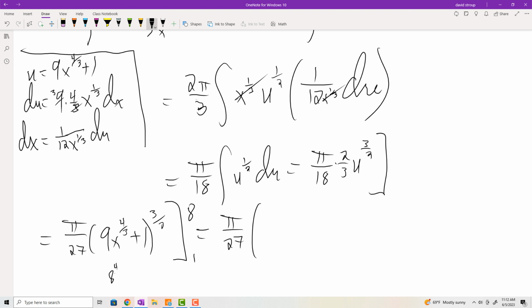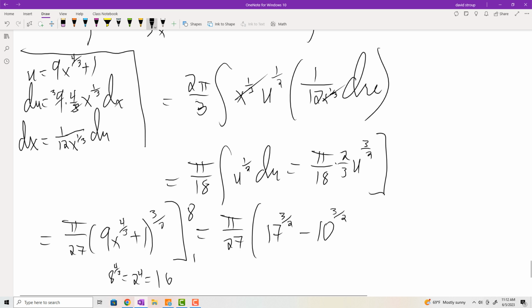Okay. So we have pi over 27. 8 to the 4/3 is the same as 2 to the 4th, which is 16, plus 1 is 17. And then minus 1 to the 4/3 is just 1 times 9 is 9, plus 1 is 10. Oops, did I not multiply it? Yeah, it has to be 9 times 16 there. So this won't be 17. I forgot to multiply by the 9. So that would be 145 to the 3/2.